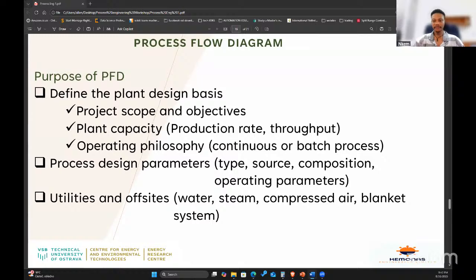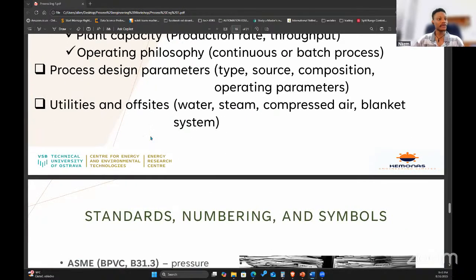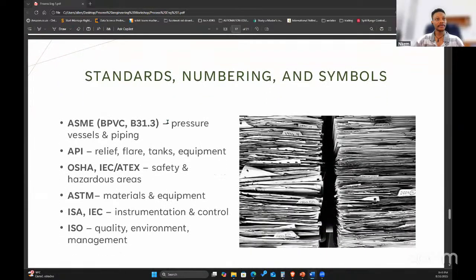All right. Okay. So now going ahead, standards, numberings, and symbols. So there are certain standards that are required for your documentation and preparation of your documents. You have the ASME, you have the API, the OSHA, IEC, the ATEX, the ASTM, ISA, IEC, ISO. So what are all those things? Has any of you heard about this before? If you have, please put a reaction.